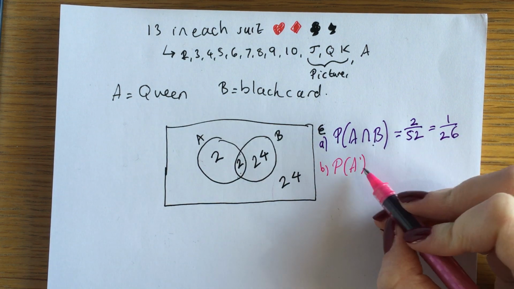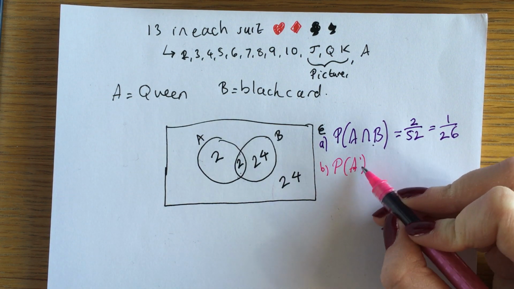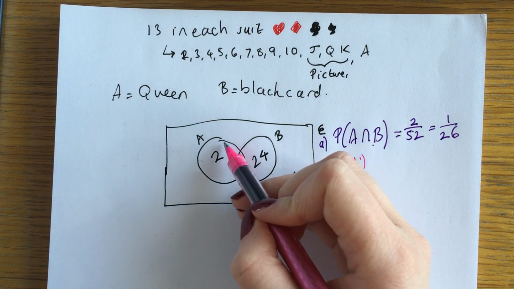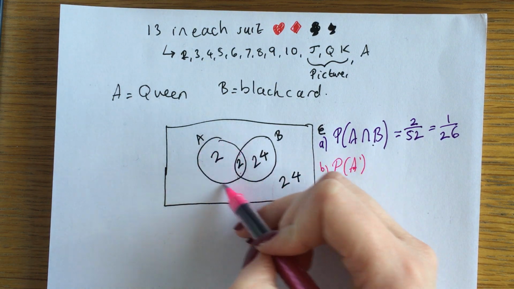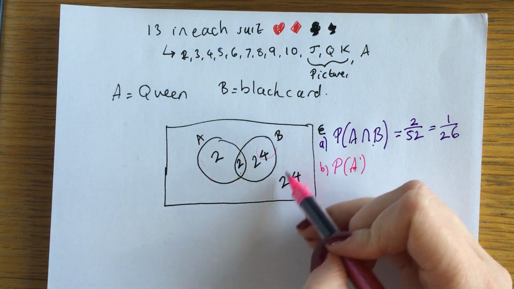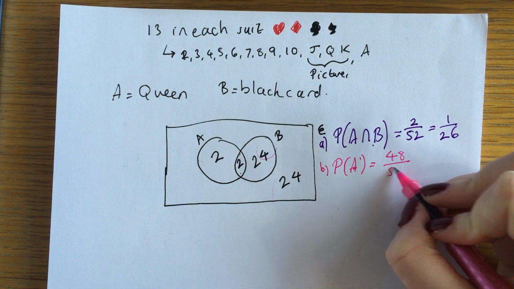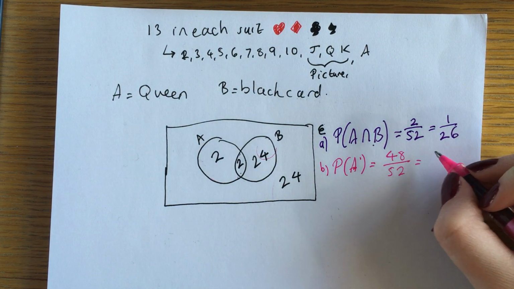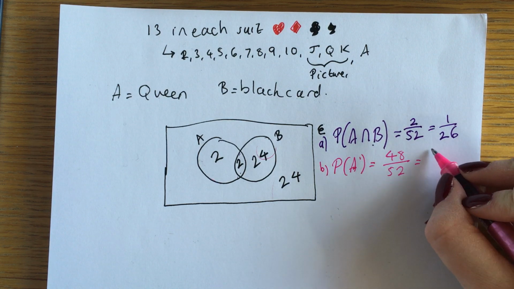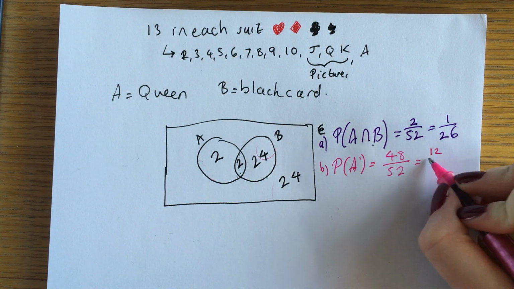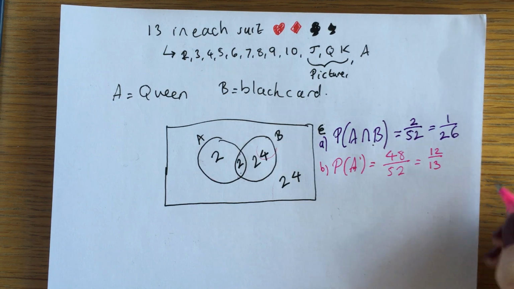B, find the probability of A complement. So A complement means not A. So that's everything except for this circle. So it's the 24 and the 24. So not A is 48 out of 52, which is 12 out of 13.